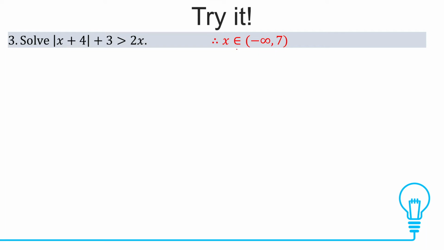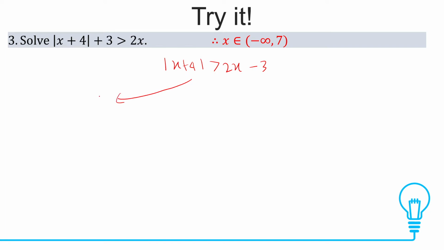Now we have the absolute inequality. First thing we want to ensure is that our absolute value stands alone. So we move our 3 to the other side. So absolute value of x plus 4 greater than 2x minus 3. So I have the absolute value greater than something.